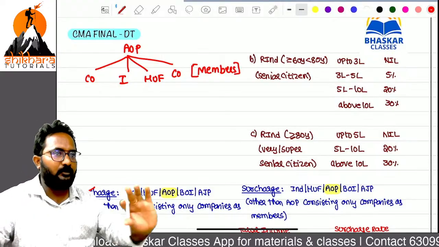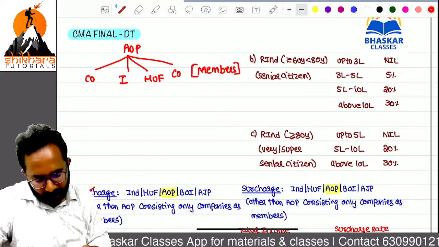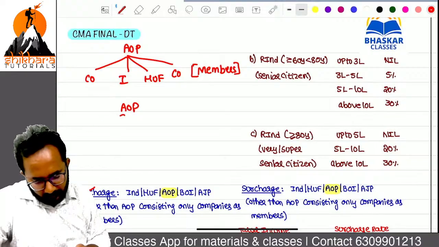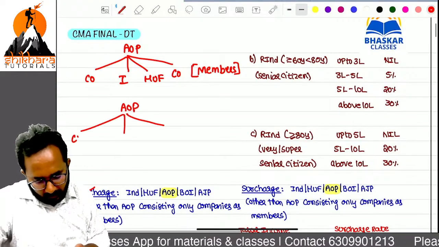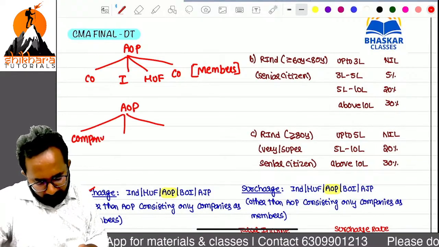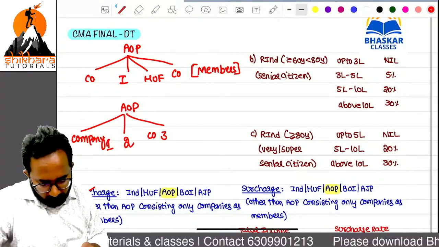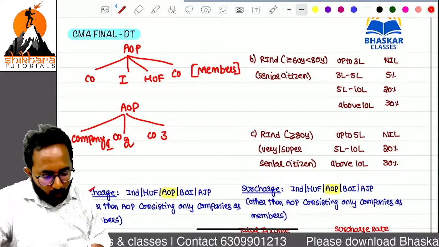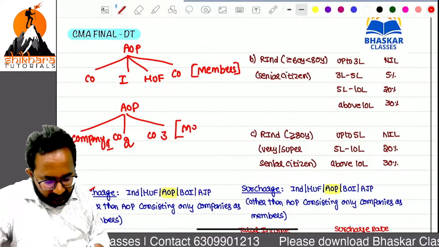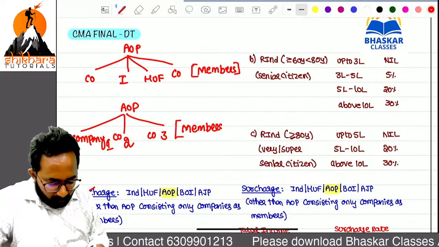Now, I will give you one more example for AOP. Here one company is there, that is company 1, and now company 2, company 3. Here, can you tell me, only who are the members in this AOP of companies?